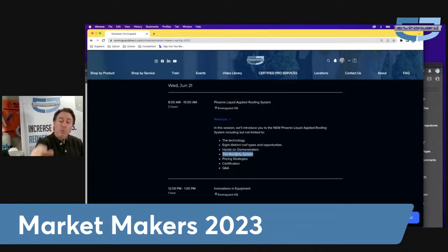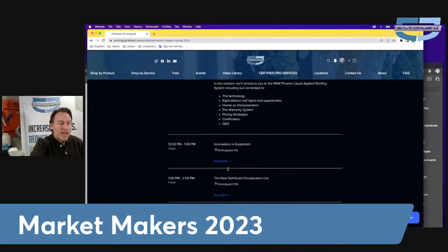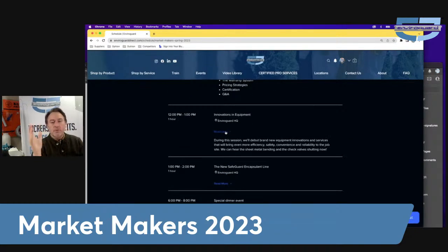The warranty system, which is a limited lifetime warranty system, pricing strategies for estimating, and the certification process and any Q&A that you have. We're also going to be talking about some new, awesome, and innovative equipment. Actually, some of it's going on in fabrication right behind us right now, where we have new equipment coming in this summer, and we've got new safety establishments, and some new reliability things with some new services that you won't have to worry about taking care.